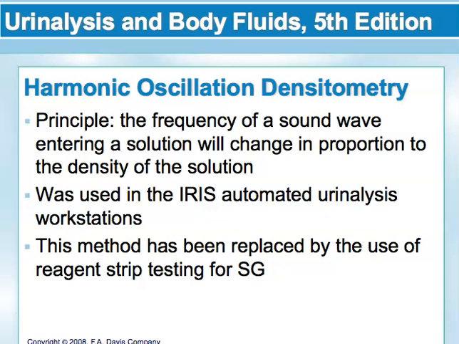Okay, next, harmonic oscillation densitometry, which is a direct method, is based on the principle that the frequency of a sound wave entering a solution will change in proportion to the density of the solution. This method was used in the IRIS automated urinalysis systems, which a lot of laboratories use, but the method has been replaced by reagent strip analysis in a lot of instances.